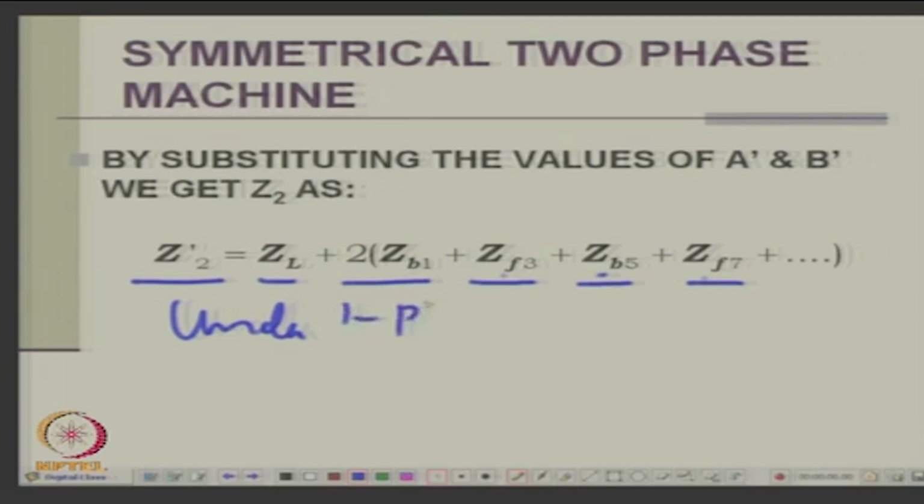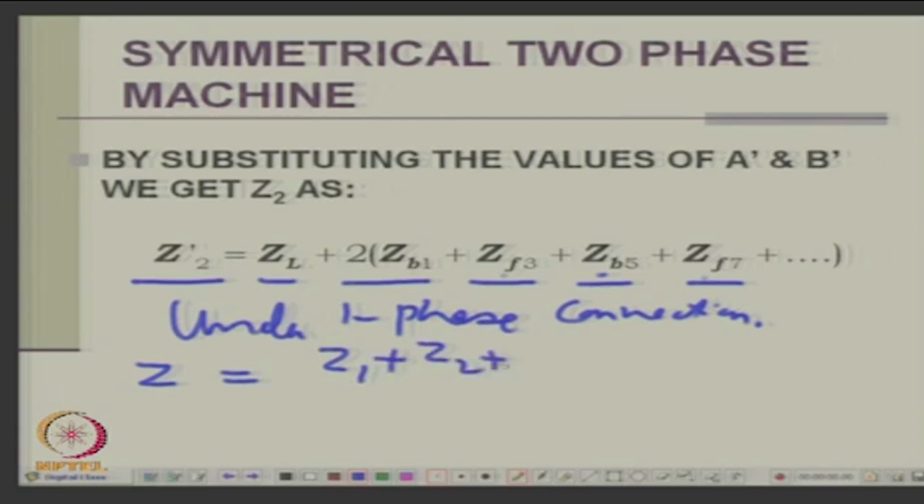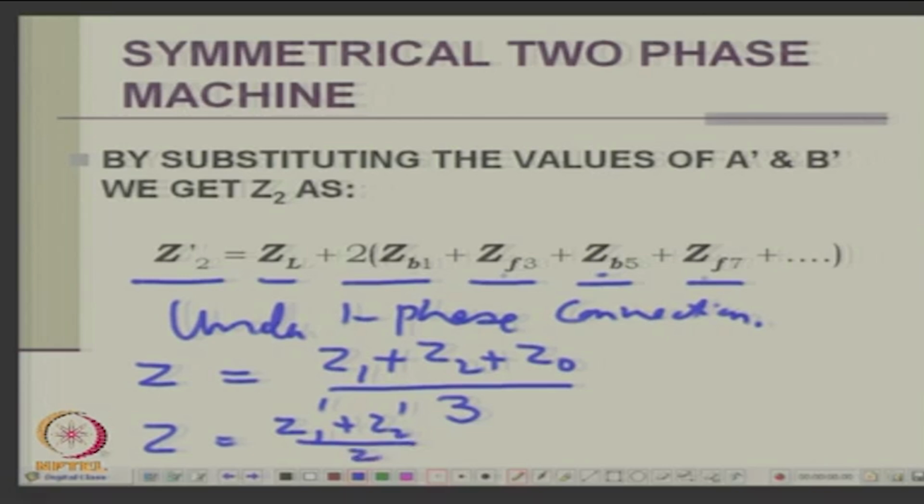Okay, now it is interesting to see. We have already seen under single phase connection, what did we get? The Z in a 3-phase system was (Z1 + Z2 + Z0)/3, is it not? And in a 2-phase system, Z was (Z1' + Z2')/2, is it not? These two we have learnt already.